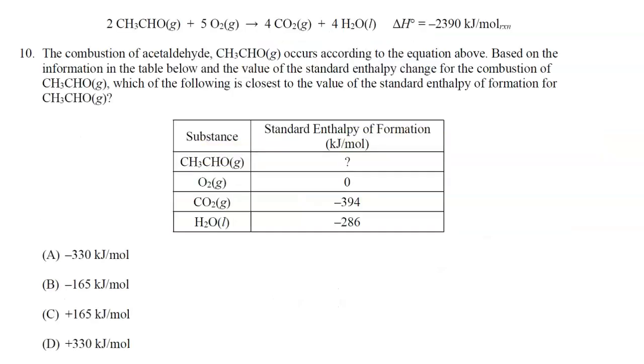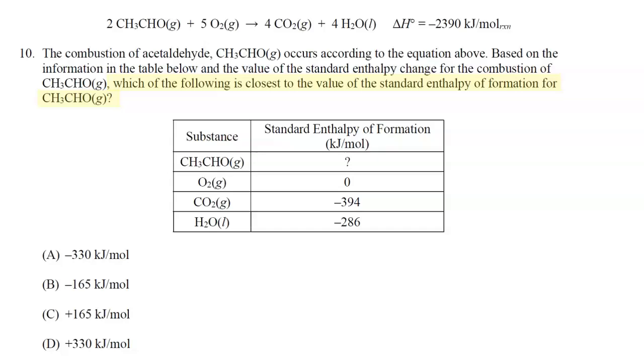Now, let's take a look at question 10. In question 10, it says, the combustion of acetaldehyde, CH3CHO, occurs according to the equation above. Based on the information in the table below, and the value of the standard enthalpy change for the combustion of acetaldehyde, which of the following is closest to the value of the standard enthalpy of formation for acetaldehyde?